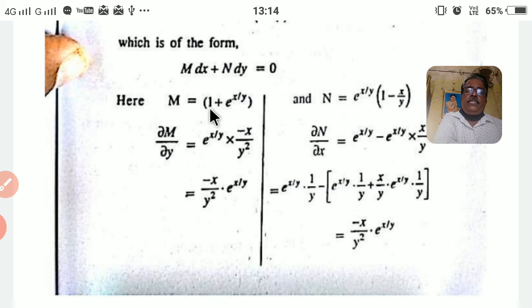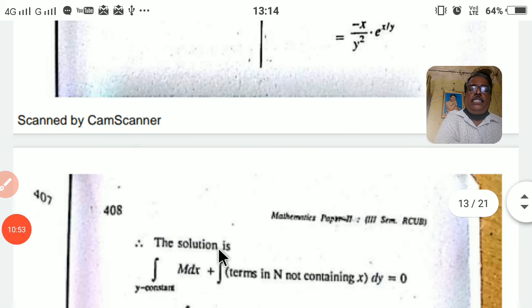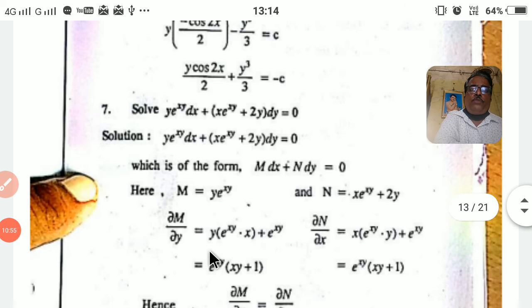Okay, M means, again apply the same technique. M means e raised to 1 plus e raised to 1 plus e raised to x by y, then plus integration of terms not containing x. In this case both the terms contain x only, therefore integration of terms of n is 0. So only the first term is left, then integrate it, keeping y as constant, and you will get the solution of the given differential equation. Okay, so this is how we solve a given problem.